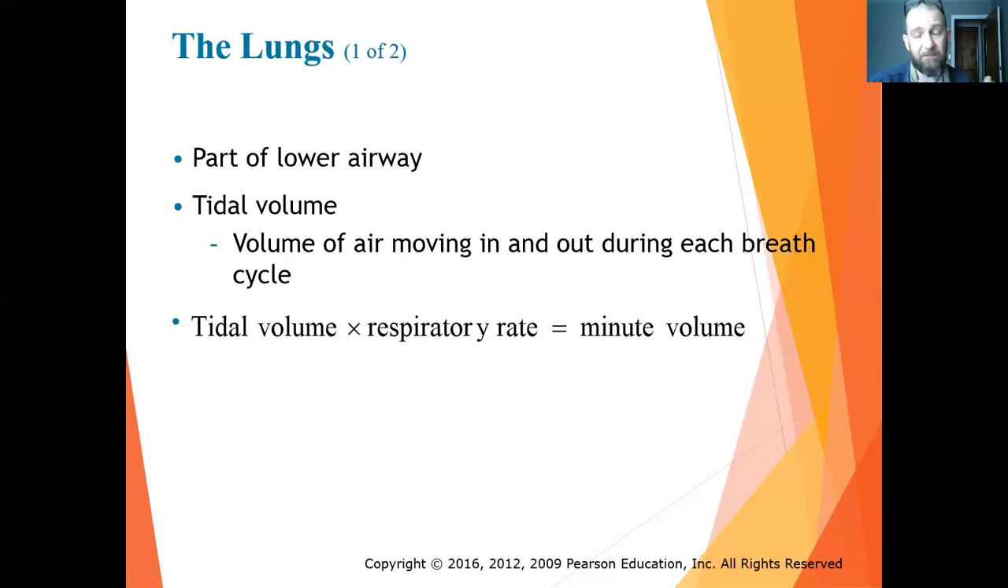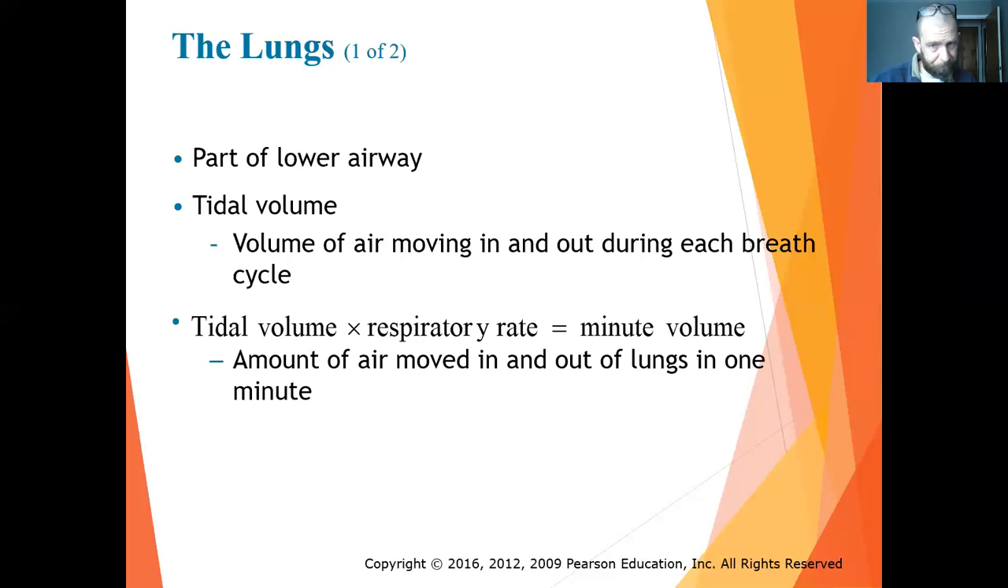Now, there's a concept that we have to know. It's called minute volume. To calculate our minute volume, as you can see here, we take the tidal volume, how much air somebody brings in, times their respiratory rate, and that gives us our minute volume. That's how much air is brought into the body in 1 minute. It's important to understand this because every breathing problem is either a problem with the tidal volume or the respiratory rate, or it can be both. And that's going to affect their minute volume.